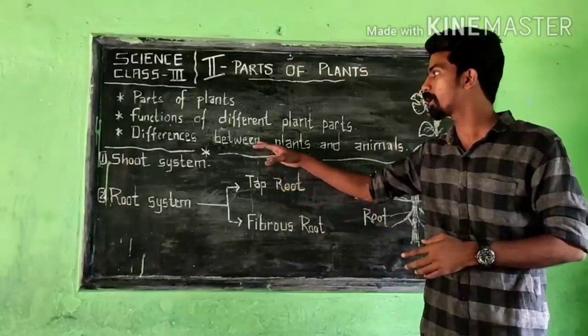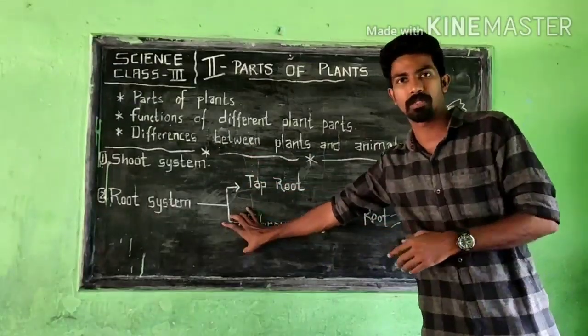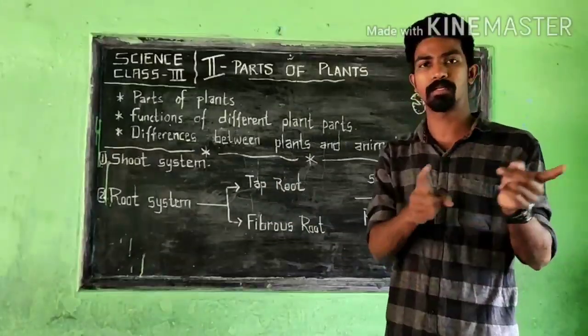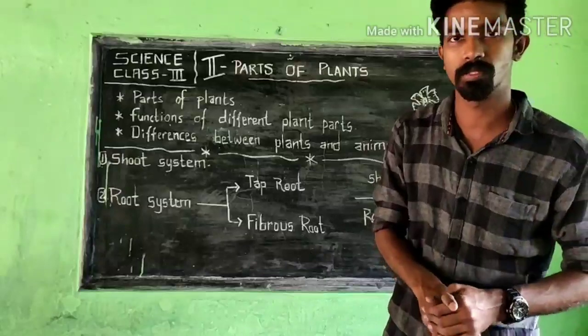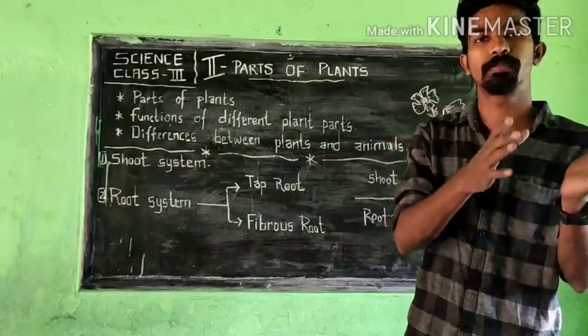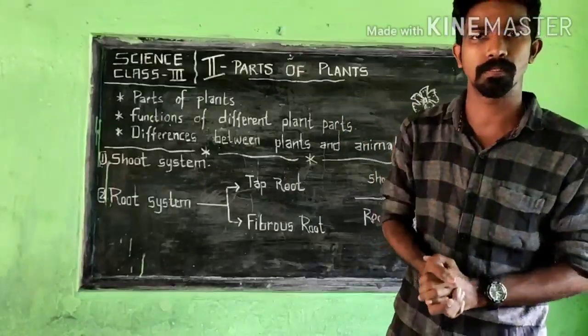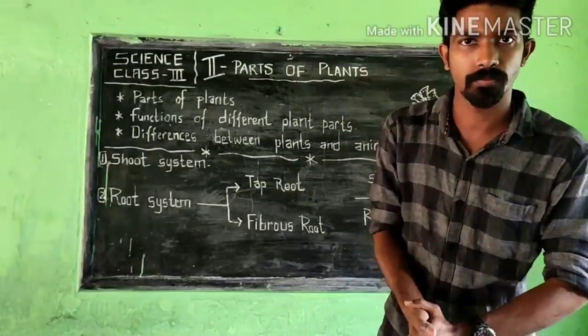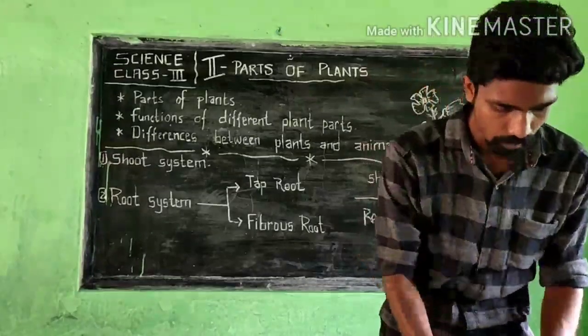So I think you may have understood the functions of roots. Now moving to the next topic, page number 11: different types of roots. In plants, different types of roots are there. Like different plants, there will be different types of roots. So I have an example. I will take this one.